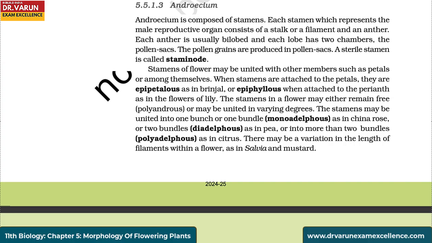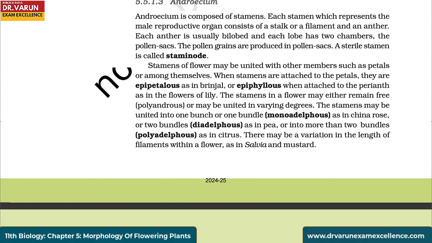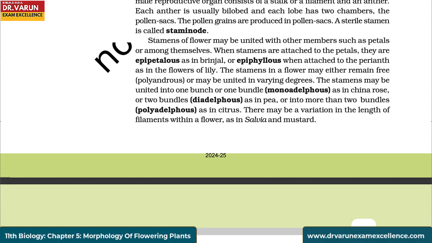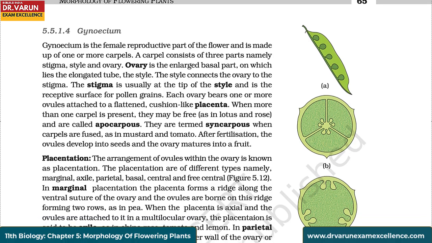Stamens of flower may be united with other members such as petals or among themselves. When stamens are attached to the petals, they are epipetalous as in brinjal, or epiphyllous when attached to the perianth as in the flowers of lily. The stamens in a flower may either remain free, polyandrous, or may be united in varying degrees. The stamens may be united into one bunch or one bundle, monoadelphous, as in China rose, or 2 bundles, diadelphous, as in pea, or into more than 2 bundles, polyadelphous, as in citrus. There may be a variation in the length of filaments within a flower, as in salvia and mustard.